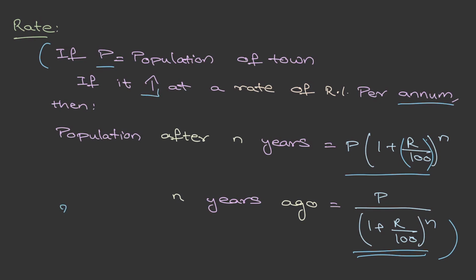But how to solve if there is no constant increase? That is, if the population is X now and the next year it increases by 3%, and then it increases by 5%, and then it increases by some 2.5%. If they give this kind of thing, how to solve the problem? Let's know it with an example.